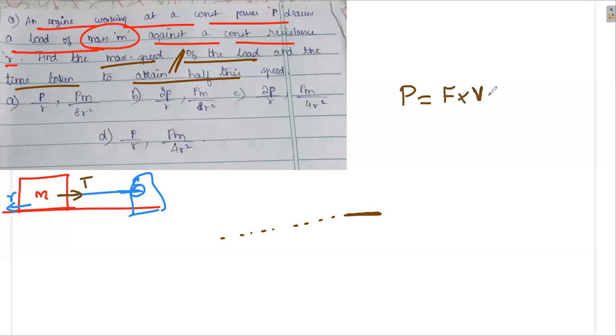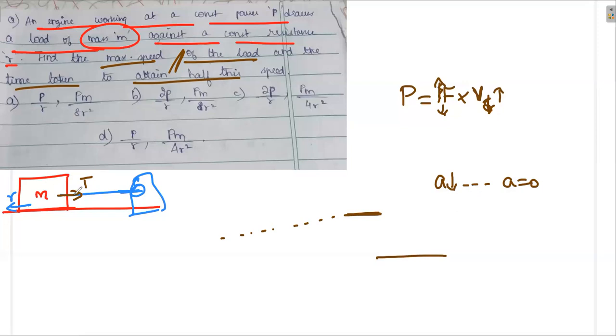So initially velocity is low, so force is high. Since force is high, acceleration is high. But eventually the velocity keeps gradually increasing. So as the velocity increases, force decreases. As force decreases, acceleration keeps decreasing, and eventually the acceleration will become zero. That's when the vehicle attains constant speed. It attains maximum speed, and after that the speed does not increase. Okay, so this is what is happening.